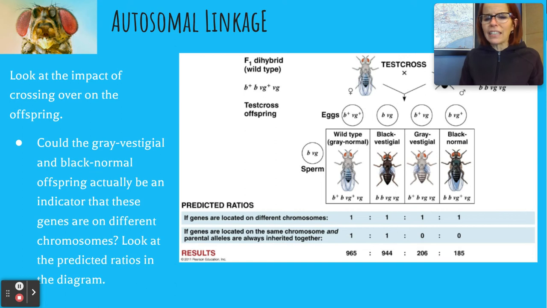Thomas Hunt Morgan, when he was doing these, he's like, where did these numbers come from? What's happening? Well, you and I know where those numbers came from. It came from crossing over. He didn't know what crossing over was.